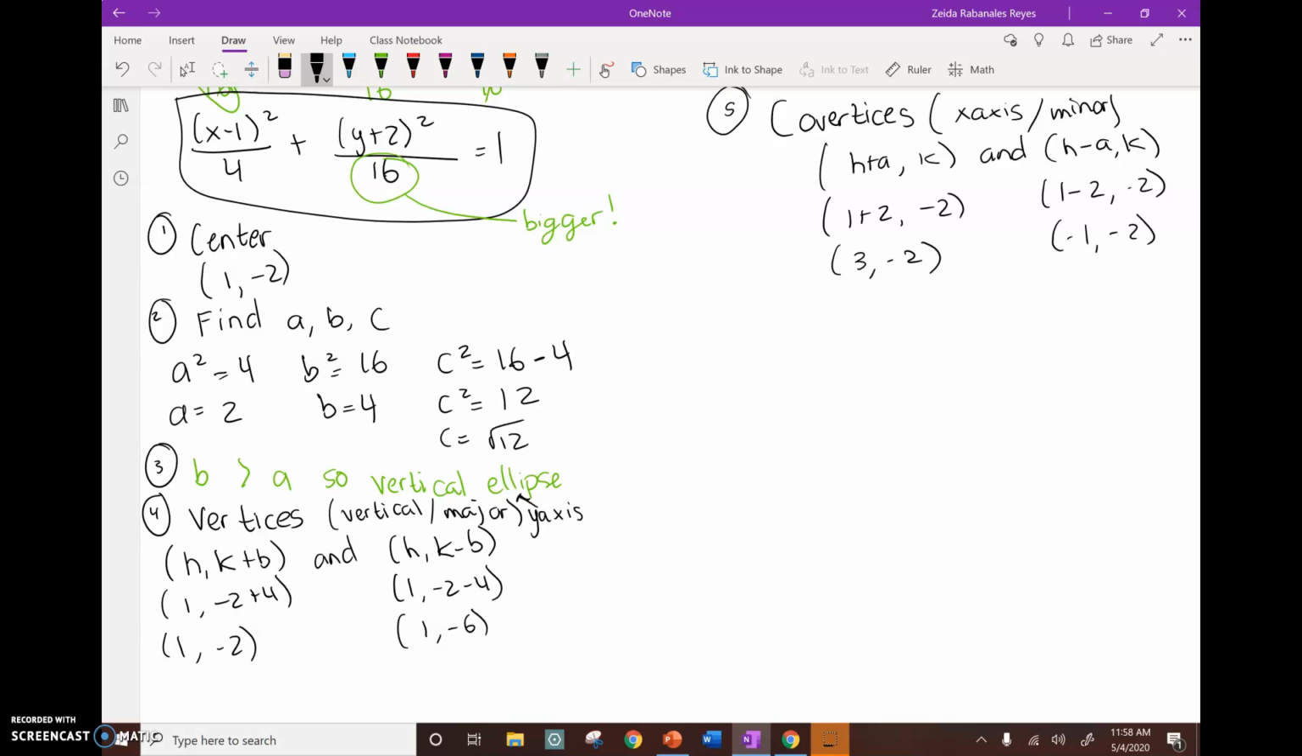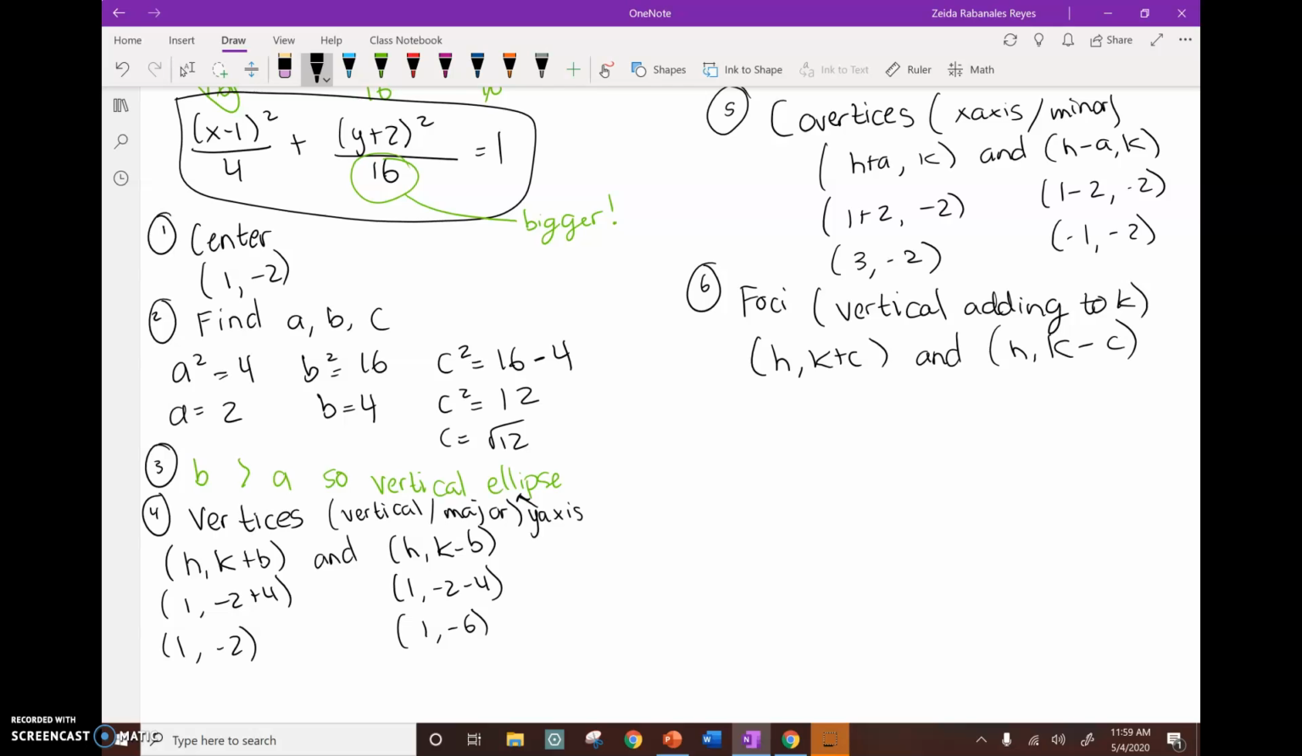So now we need to find the foci point. And because I have a vertical ellipse, that means I am adding to the K because the K is the y-axis. So then H comma K plus C and H comma K minus C.